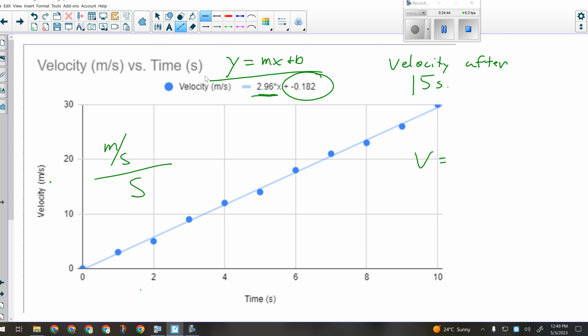I'm given x. I'm given the 15 seconds. Time is on the x-axis. That's always how you tell. If what they're asking for is something on the y, you're solving for y. If what you're looking for is something from the x, solve for x. So in this case, I don't have to manipulate, I just have to plug in my numbers. I'm going to have 2.96, my acceleration, times my time, 15 seconds. So this is how much I change my velocity by every second. I'm going to change it for 15 seconds, that's why I'm multiplying the two, and I'm going to add that to my initial velocity.